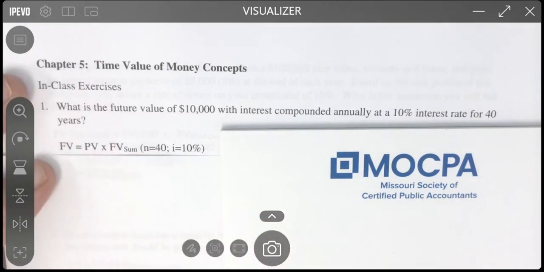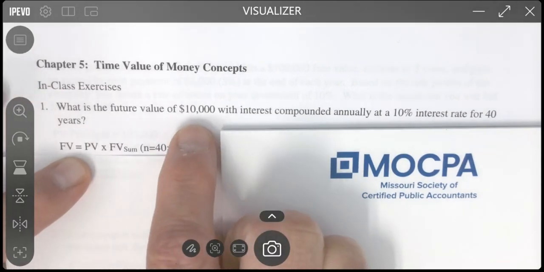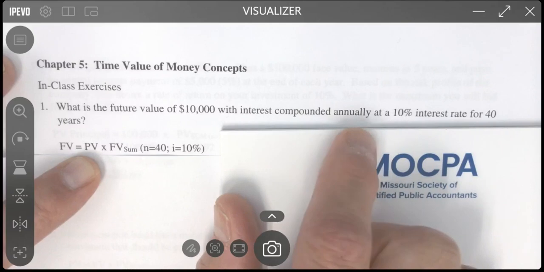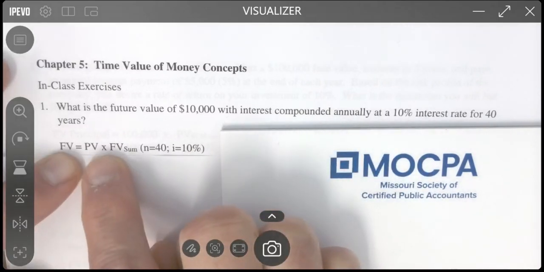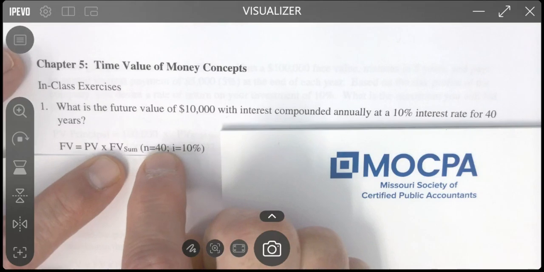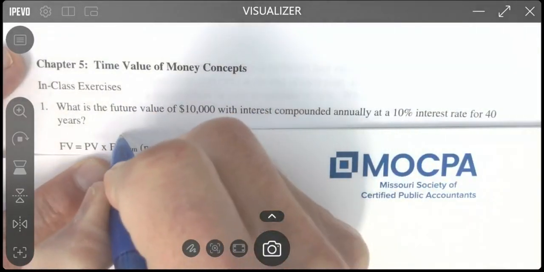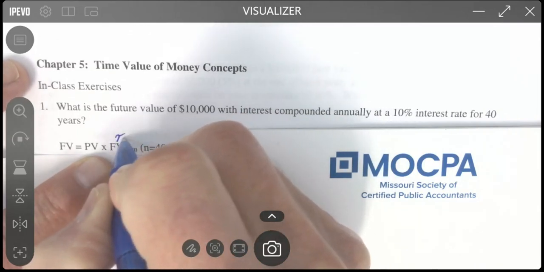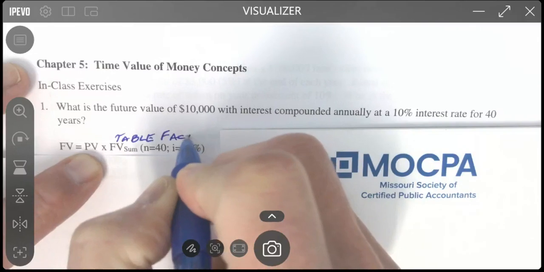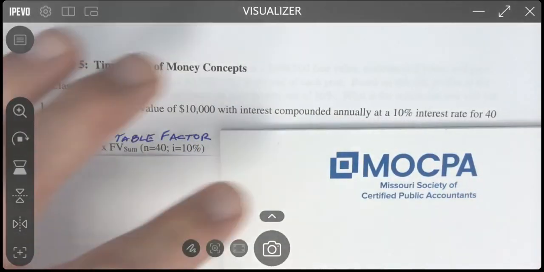All right. So for the future value, what's known here is the present value, the rate, and the term. So the unknown future value is the present value of 10,000 times the future value of a sum table factor for n equals 40 and i equals 10%.